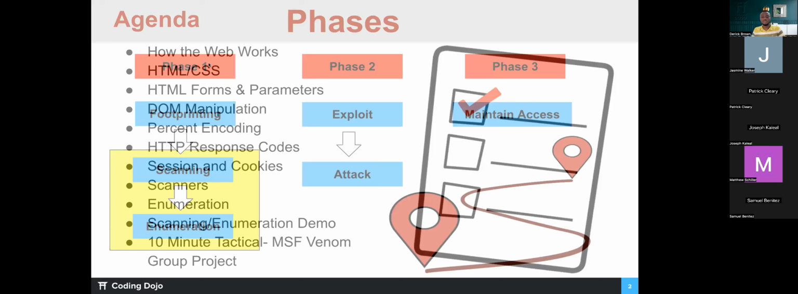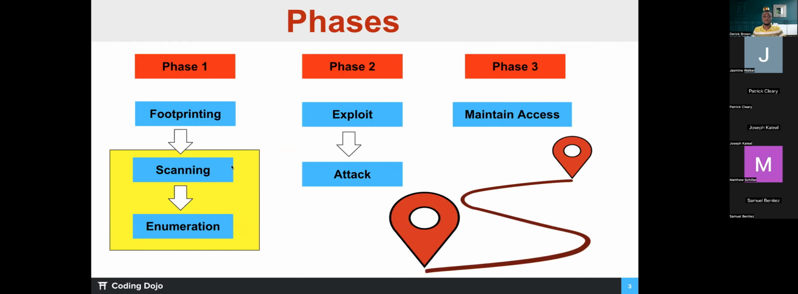Now, so far, we've gone through phase 1, which was footprinting yesterday. Today, we're about to enter another section within phase 1, where we are trying to do some scanning and some enumeration. So we will see all of that in action. And then phase 2 will be exploiting an attack, and then phase 3 will be maintaining access.